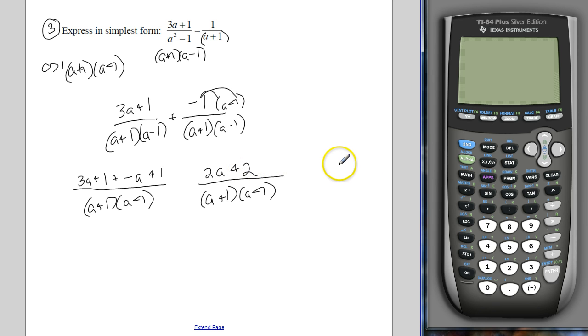Still not done. Factor, cancel, clean it up. Take out a 2, 2 times a plus 1, over a plus 1, a minus 1. The a plus 1's cancel. And the final answer is 2 over a minus 1.